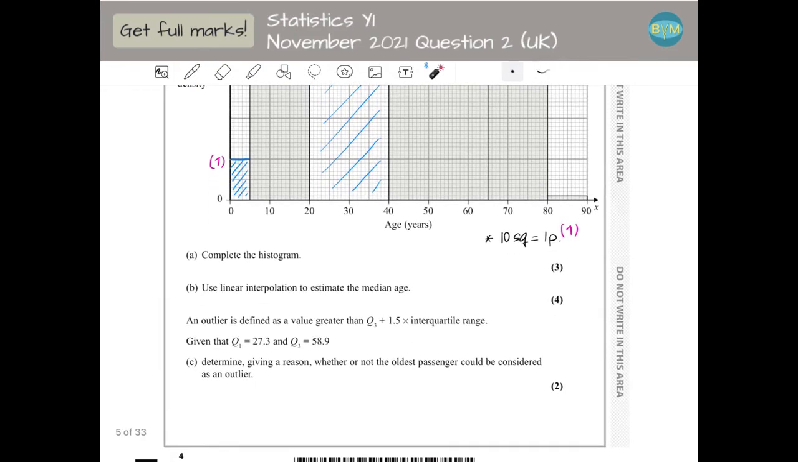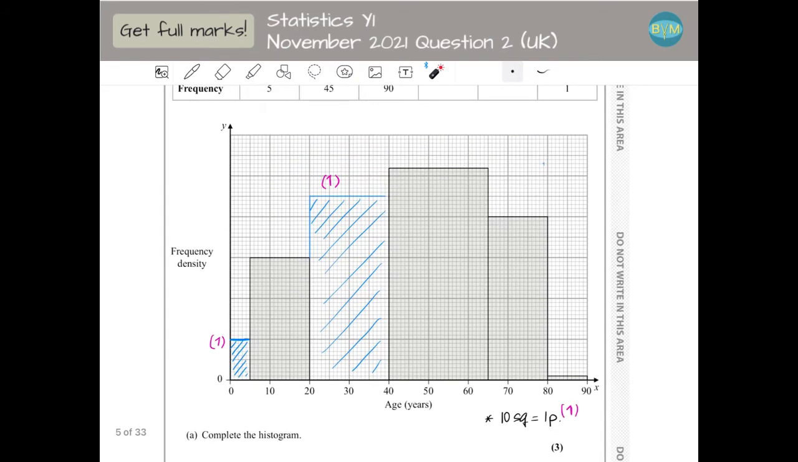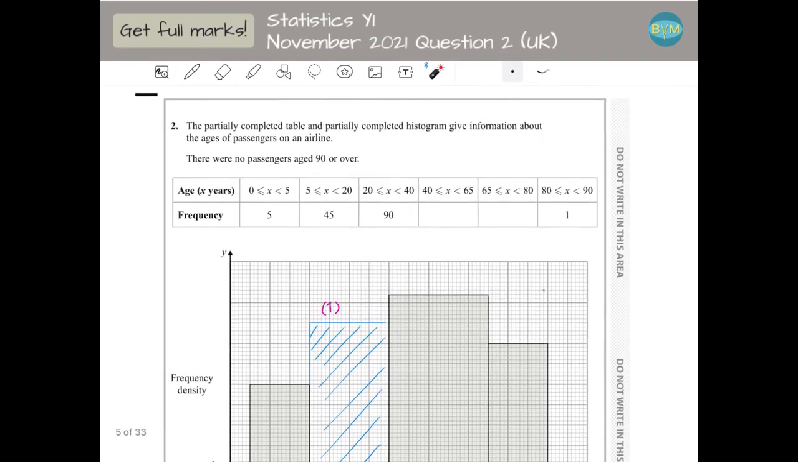Then part B says use linear interpolation to estimate the median. To find the median, we need to know the number of passengers. That's where we are going to complete this table, because they don't tell us in the question how many passengers we have. So we will have to work out these numbers and add them all together to have the total number of passengers.